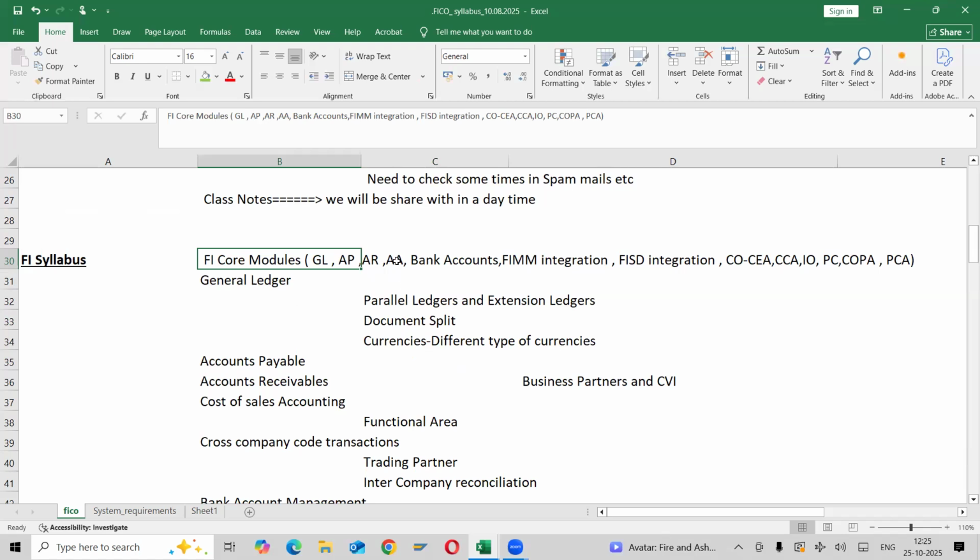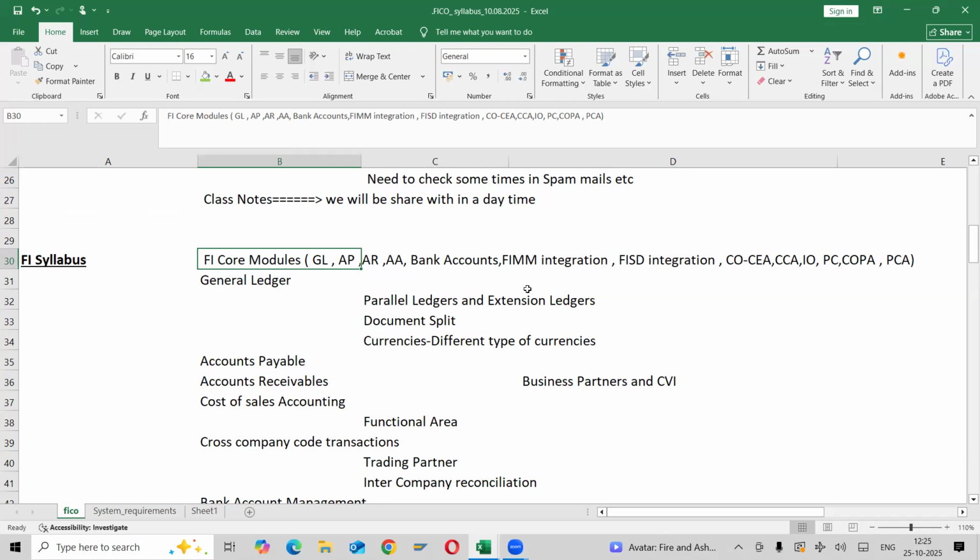There are a lot of changes between ECC and S4HANA in asset accounting. In the AP/AR module in ECC, we call them vendor and customer. But in S4HANA, we call them business partners. Clear? We are going to discuss that in depth.